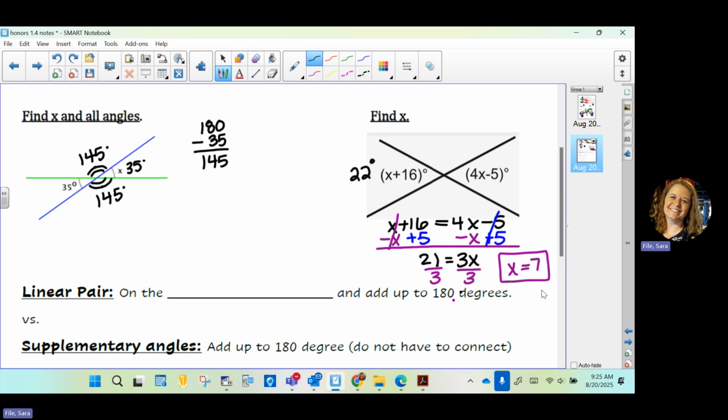Okay, 7 times 4 is 28. 7 times 4 is 28 minus, oh, we didn't add that right. Yeah, I just went with what I heard. I didn't even check it, y'all.